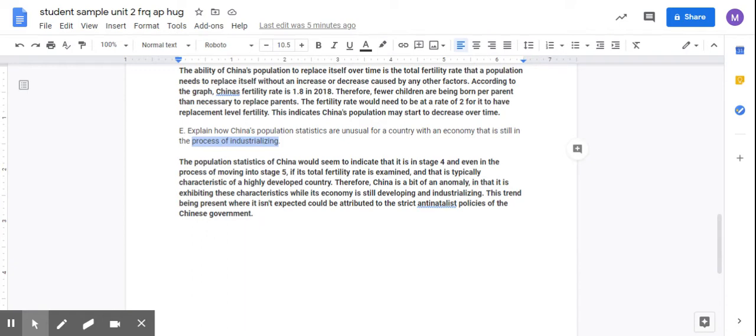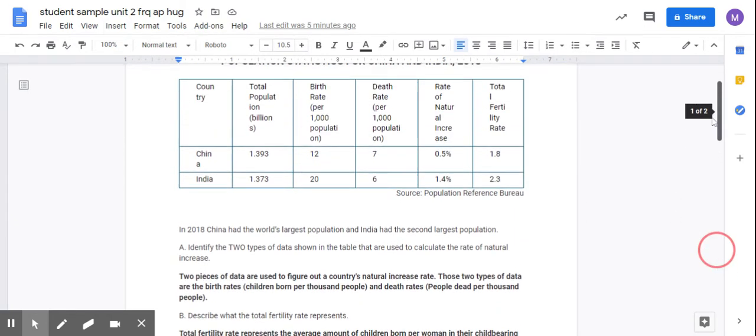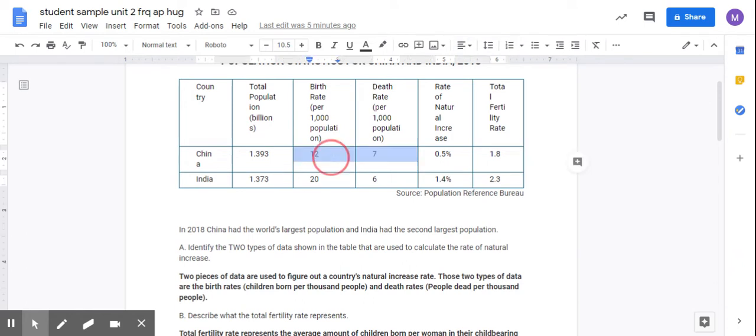So this would indicate that just based on that, China should be in like stage 2 or stage 3. But if you look at their population statistics, they're not in stage 2 or stage 3. Go back to the stimulus here. China would be in stage 4. Look at that small gap that's between births and deaths. Look at their natural increase rate, barely over 0. That's below replacement level.